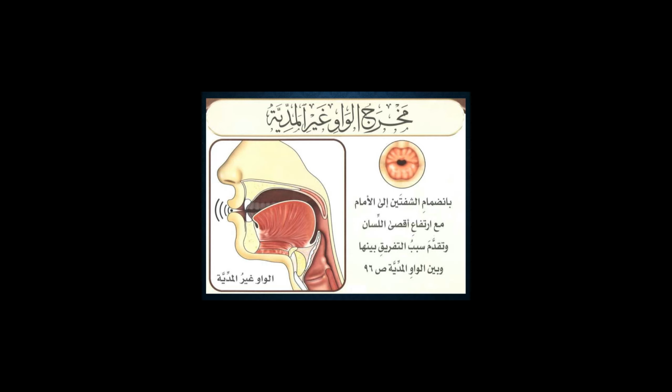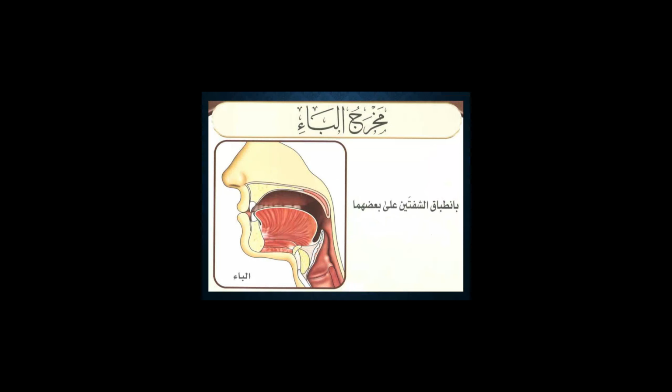You pronounce it by rounding your lips. This is the W sound in English. It's not the V sound, it's W. You can't say Va, Va, Va. You have to say Wa. Okay. And then Ba, Ba.